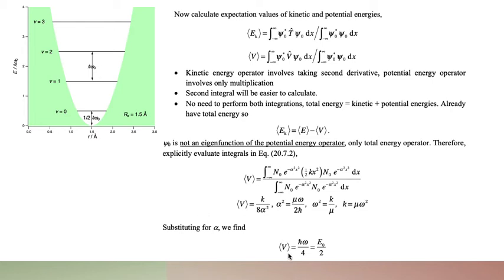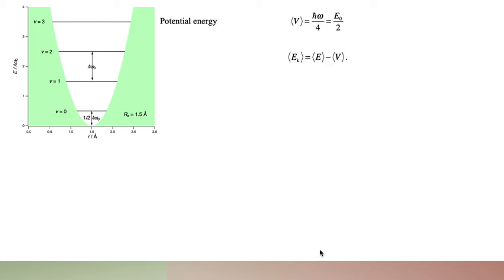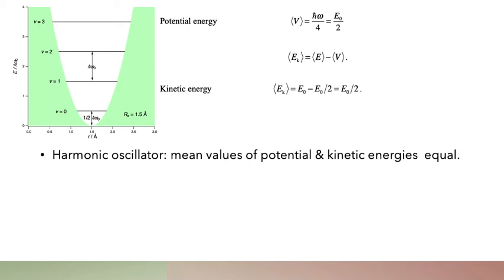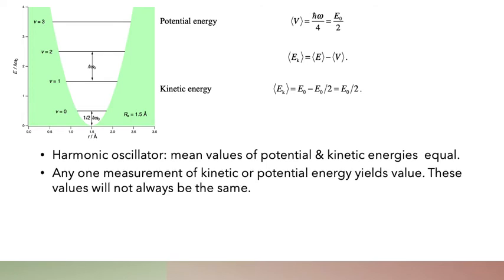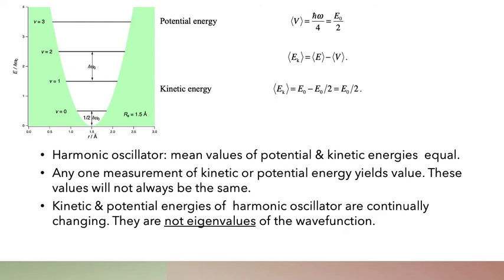What we would find is the mean potential energy, right? The expectation value of the potential energy operator is equal to half the total energy. So if the potential energy is half the total energy and the kinetic energy can be found by difference, then sure enough the kinetic energy is also 1/2 the total energy. So for a harmonic oscillator, the mean values of the potential energy and the kinetic energy are equal. Anytime we do a measurement of the kinetic energy or the potential energy, we'll get a value, but these values aren't always the same. We get a distribution of values.